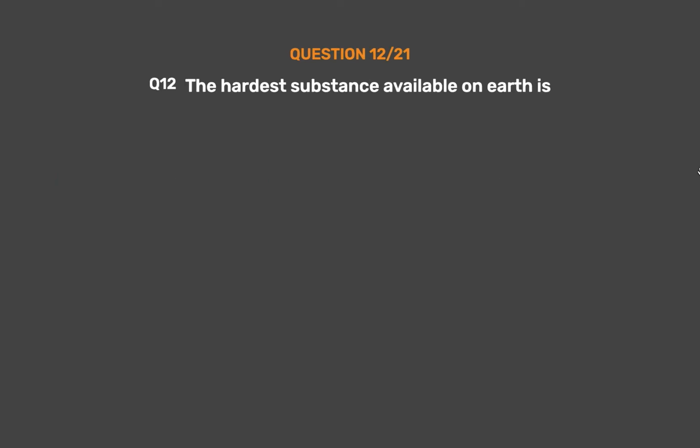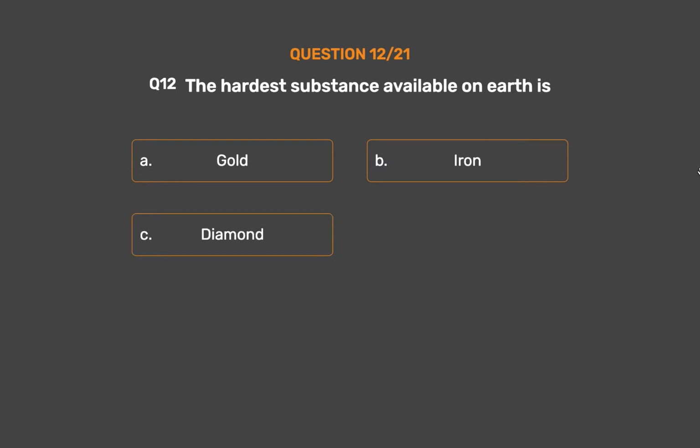Question number 12. The hardest substance available on Earth is option A, gold. Option B, iron. Option C, diamond. Option D, platinum.